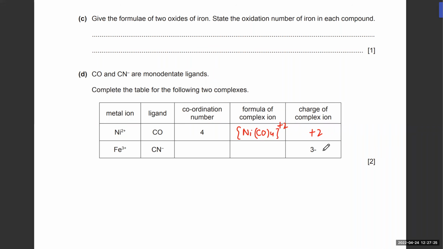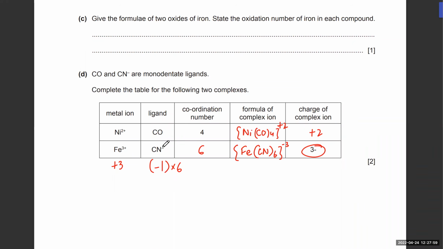So the total charge on the complex is -3. So how many CNs do you need for -3? 6. Need 6. Because you've got +3 and this is -1. So this has to be multiplied by 6, so there would be 6 CNs. So the coordination number would be 6 because there would be 6 CNs surrounding the Fe. So the formula would be [Fe(CN)6] and the total charge would be -3 on the complex, which they've already given.